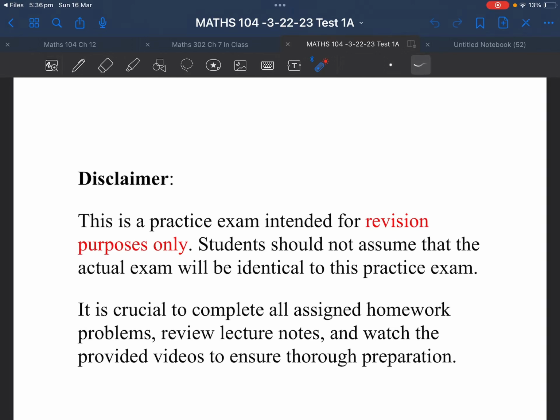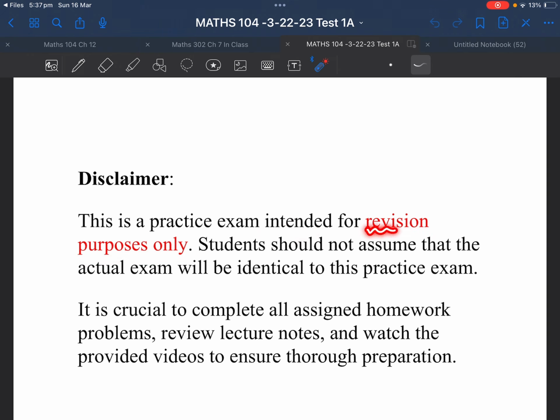Hello and welcome, student. Before we start solving previous tests and exams, I would like to make this important disclaimer. The following will be just a practice exam, and it's only intended for revision purposes only. So it has nothing to do with your actual exam. It is not a model for your exam.